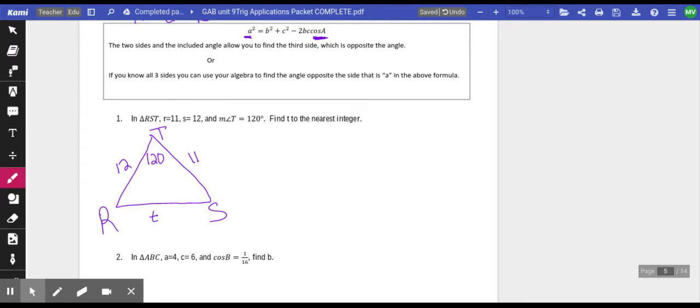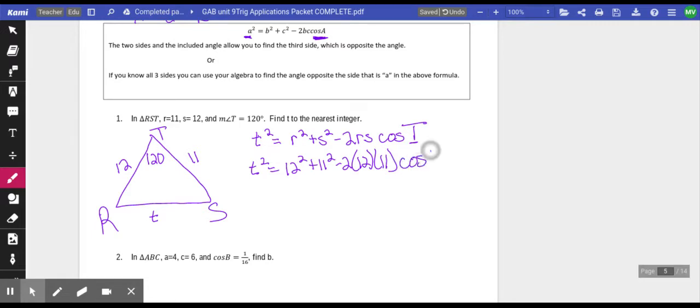Since I'm looking for side t and I know the other information, I'm going to use the law of cosines, which is t squared equals, in this case, r squared plus s squared minus 2rs cosine of T. The part that's really important is that the side that is equal to it squared corresponds with the angle that I know. So in this case, it's t squared equals 12 squared plus 11 squared minus 2 times 12 times 11 times the cosine of 120.